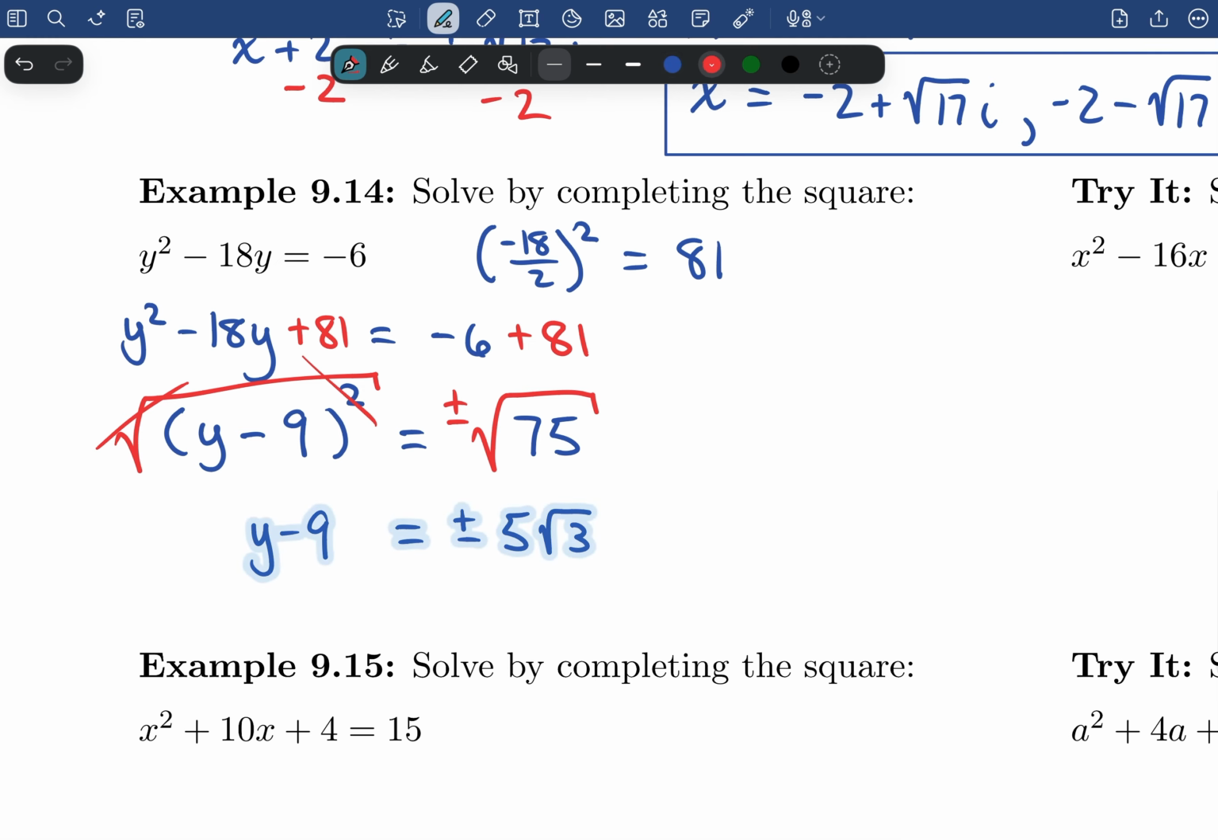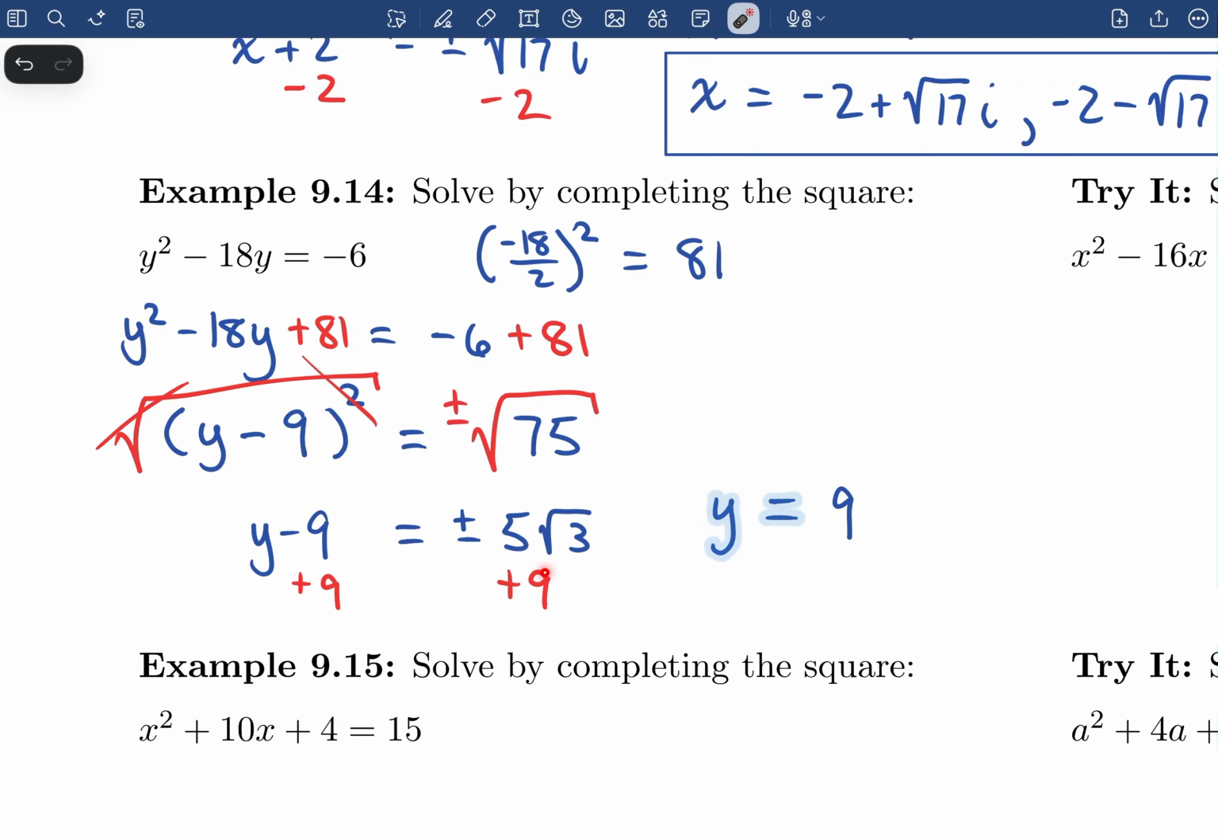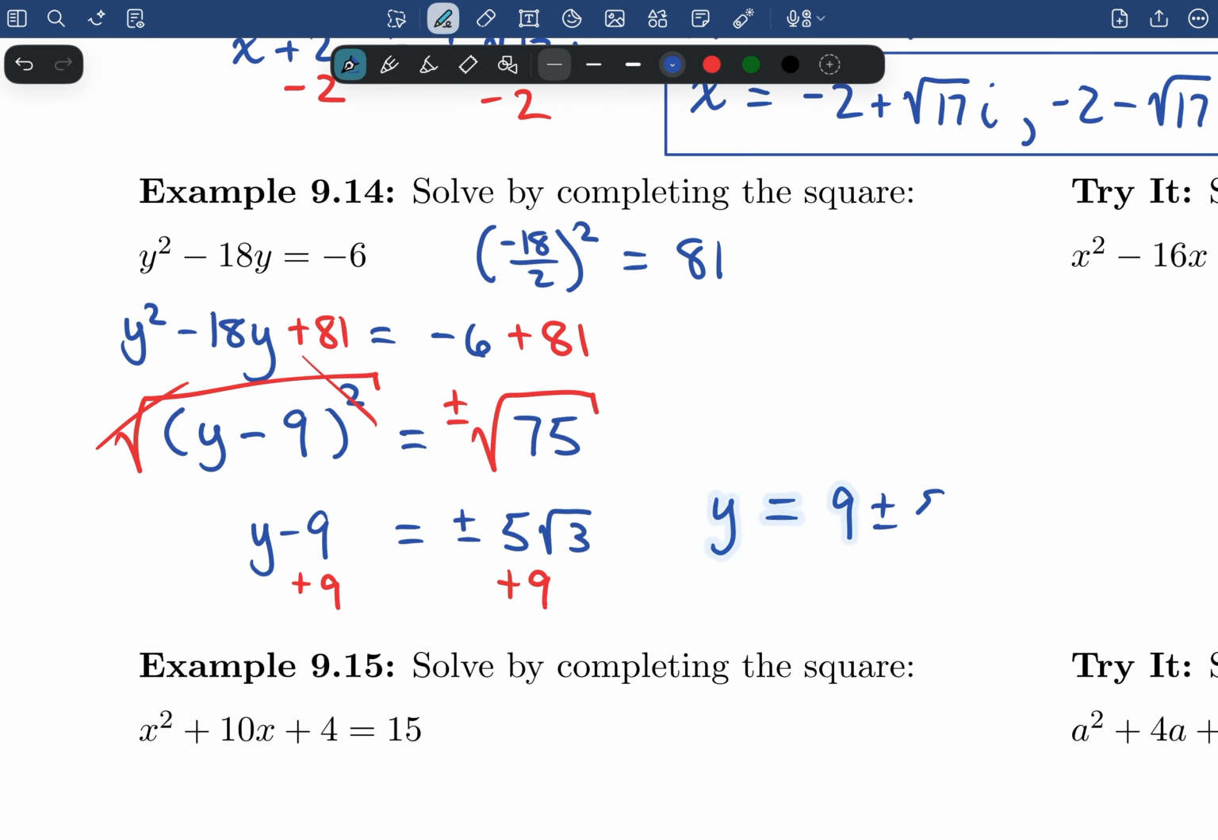Great. I'm at this point, and I'm almost done solving this quadratic equation. All I have to do is add 9 from the left-hand side to the right-hand side, and I've gotten my y variable all by itself. Y equals 9, right? That positive 9, and then plus or minus 5 times the square root of 3. This is the two solutions, right? This is two solutions for y.